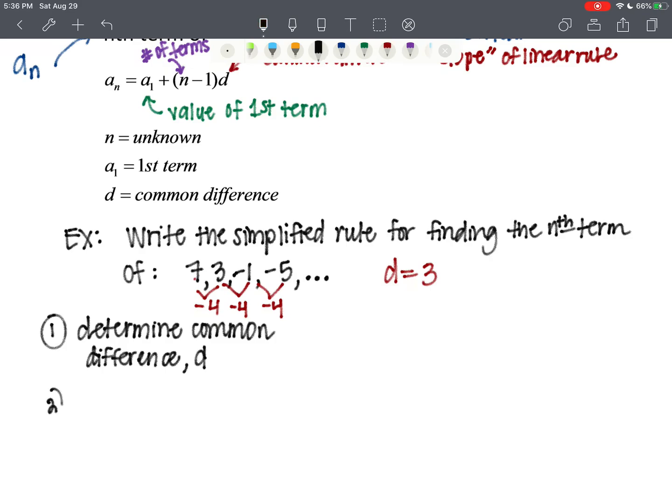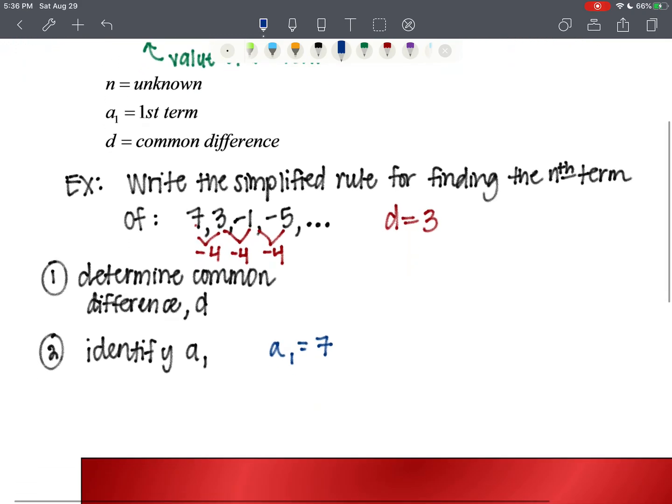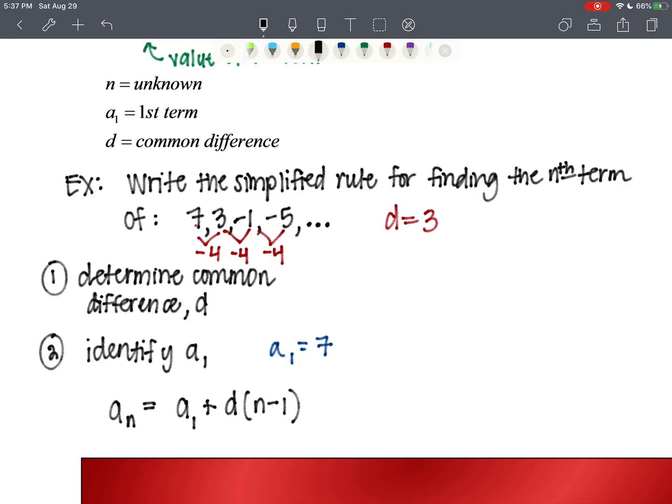Now we're going to identify A sub 1. So A sub 1 is the value of the first term, which is 7. Our formula is A sub n is equal to A sub 1 plus the common difference D times n minus 1. I can substitute in 3 for D and 7 for A sub 1. And when I do that, I get A sub n equals 7.